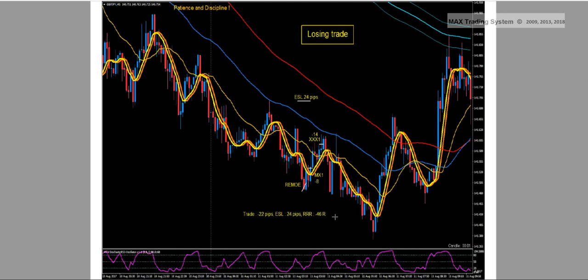And this is on average the size of our losses when we have losing trades, so minus half R. If you have a risk of 1%, for example, your average loss will be minus half a percent.